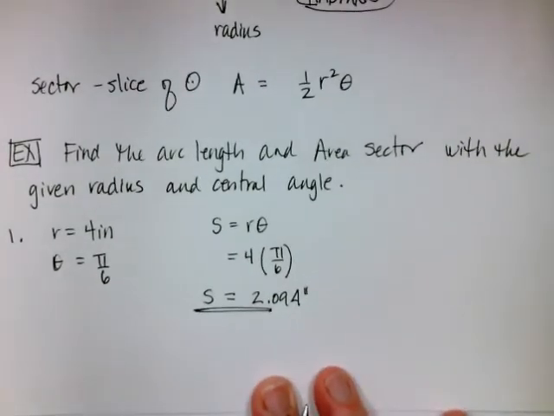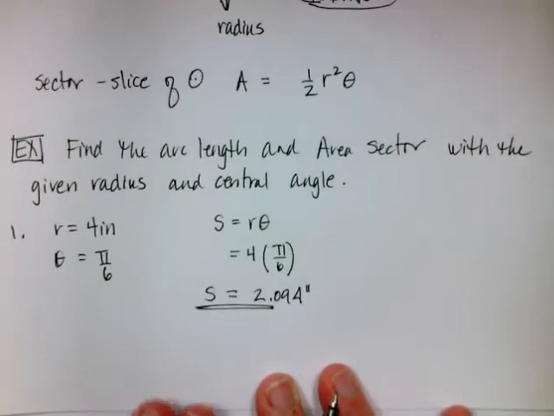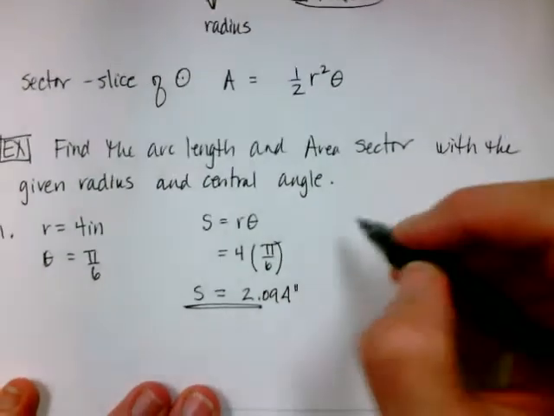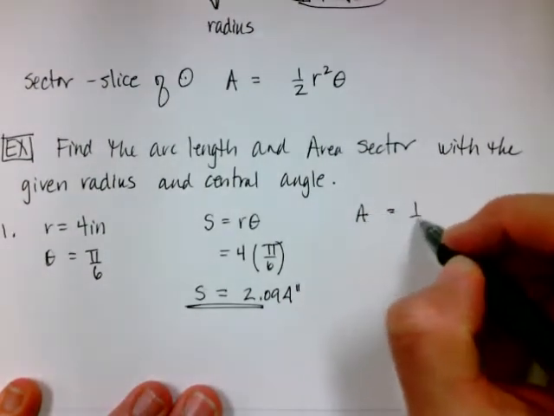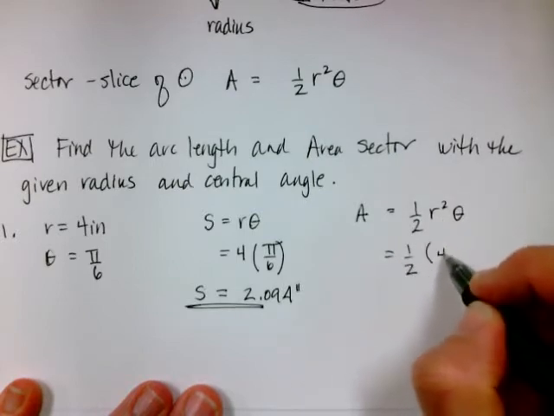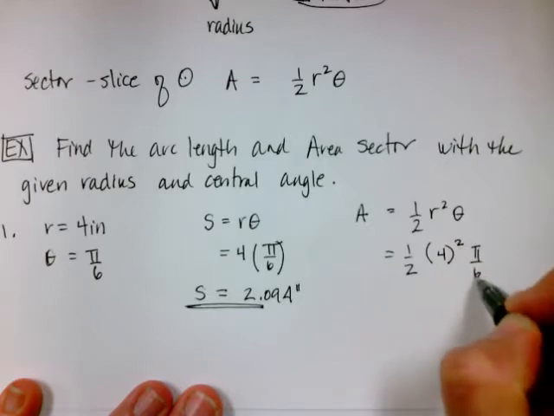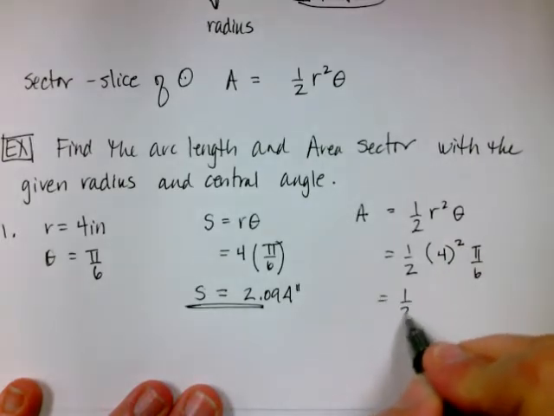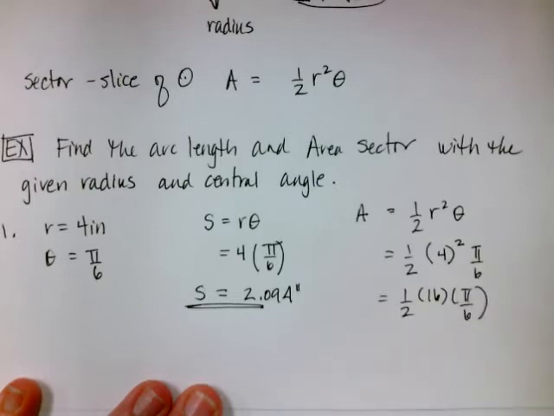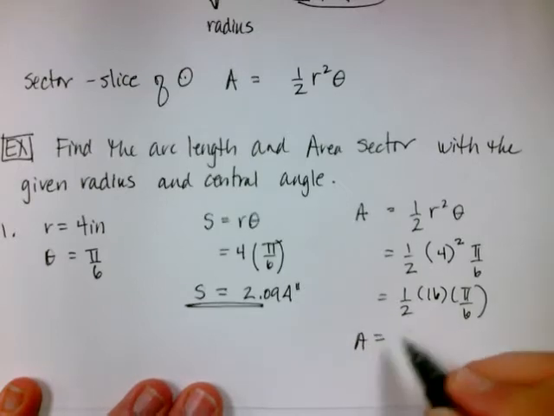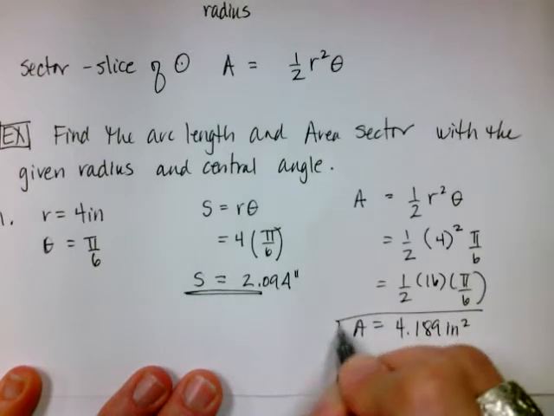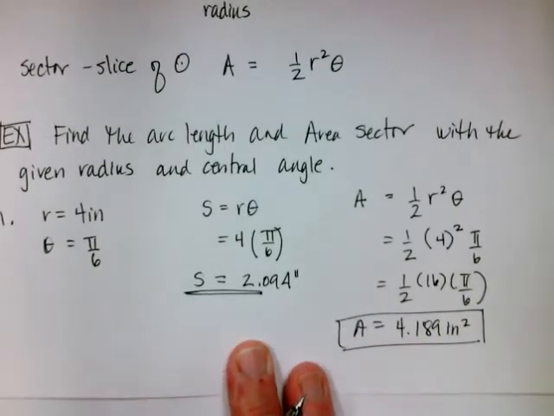When we do the length of an arc, we usually do not leave pi as part of the answer. We actually use the pi button on our calculator and get its numerical equivalent. So now if I calculate my area, it is 1/2 r squared theta. So here's the half. The radius was 4 squared, and my theta was pi over 6. So I'm going to end up with 1/2 times 16 times pi over 6. Okay? And if I do that math in my handy dandy grapher, I get that my area is 4.189 inches squared. And remember, area is a square unit of measure.